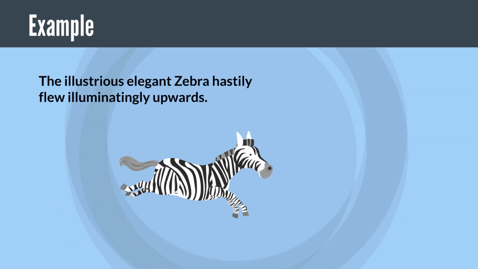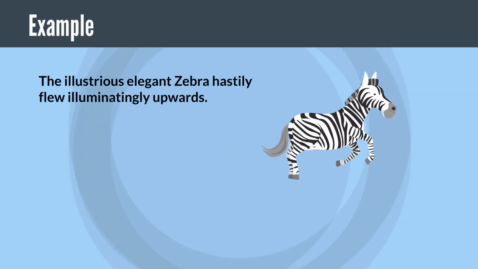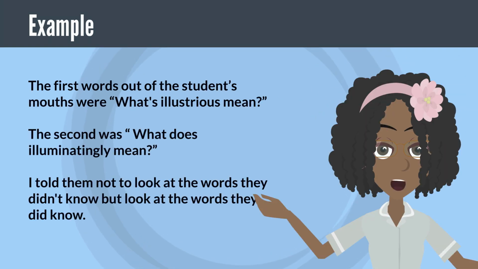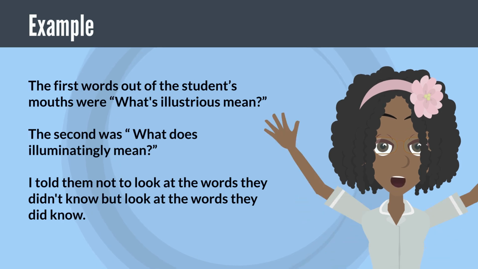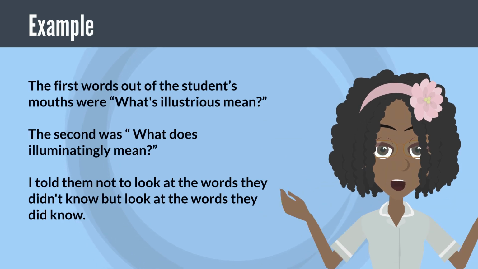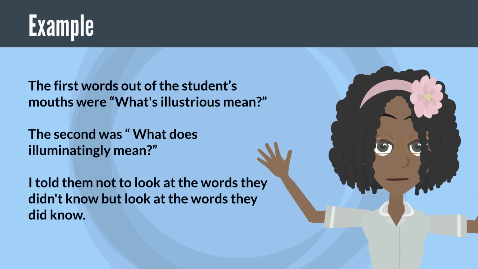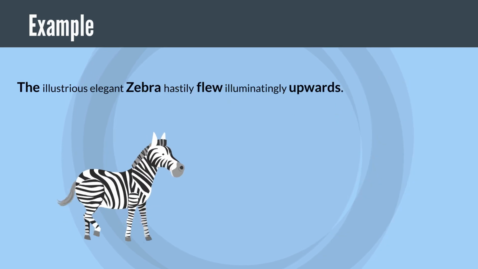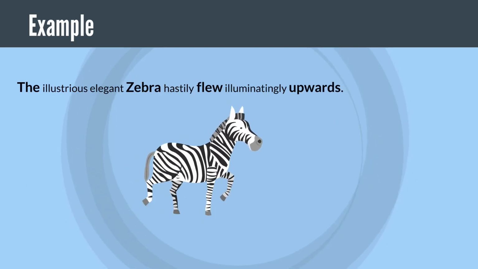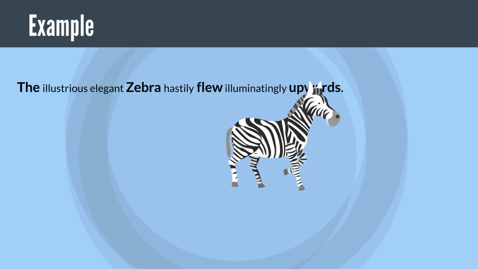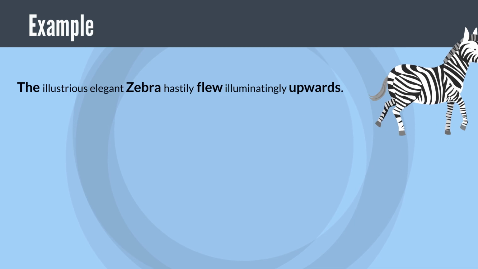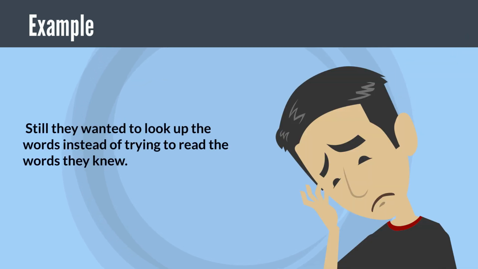One example I used to teach my class was, the illustrious elegant zebra hastily flew illuminatingly upwards. The first words out of the students' mouths were, what's illustrious mean? The second was, what does illuminatingly mean? I told them not to look at the words they didn't know, but look at the words they did know. The illustrious elegant zebra hastily flew illuminatingly upwards. They didn't need to worry about the adjectives and adverbs in this sentence because they were unimportant. Still, they wanted to look up the words instead of trying to read the words they knew.